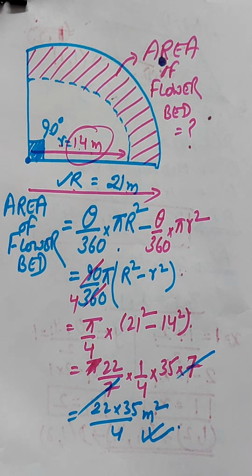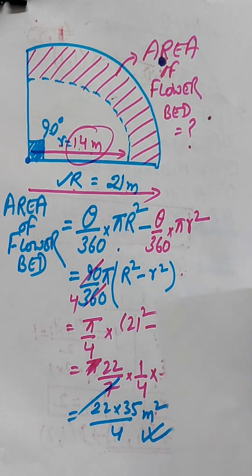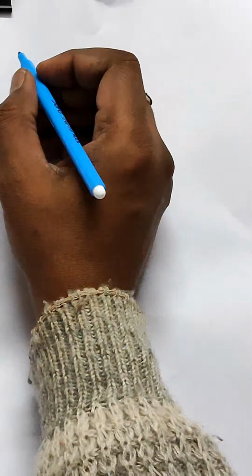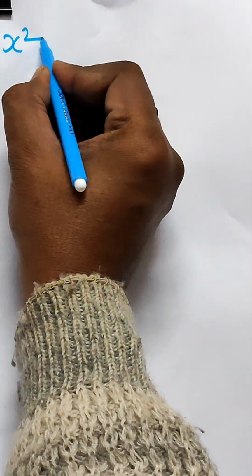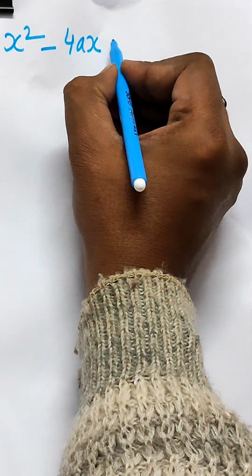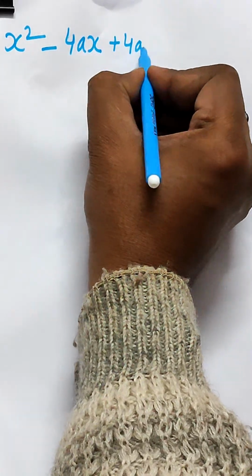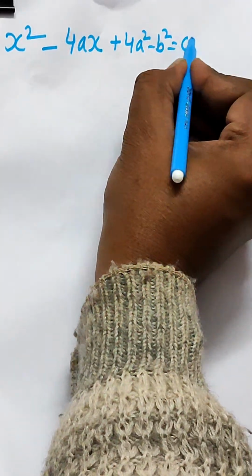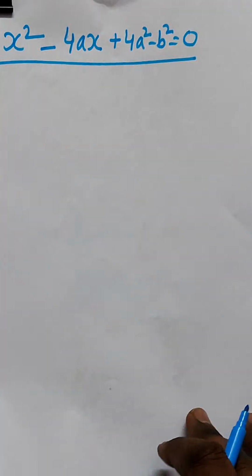So I am coming up to the question, the quadratic equation x square minus 4x plus 4a square minus b square. Okay. So let me solve it in front of you so that any query which you will be having you can put up into the comment box. Right, students? So this is a question of quadratic equation where we have x square minus 4ax plus 4a square minus b square equal to 0. Just solve this question.